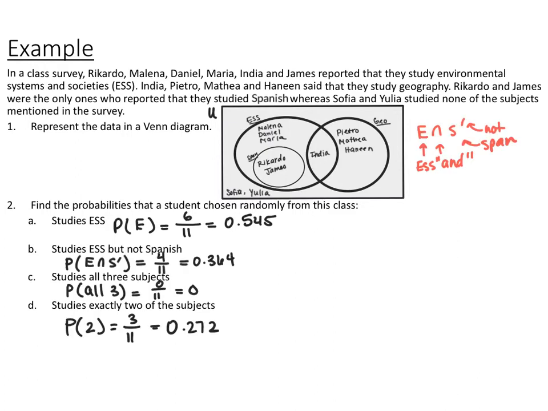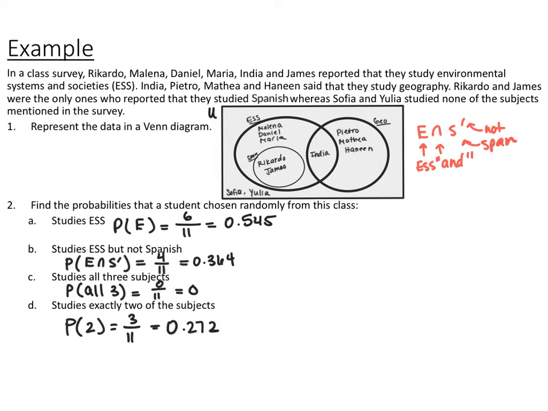So B says that they study ESS but not Spanish. So that would be Melina, Daniel, Maria, and also India, because India also studies ESS but not Spanish. So there are 4 people total that study ESS but not Spanish out of the 11 total surveyed. So you'd end up with 0.364.